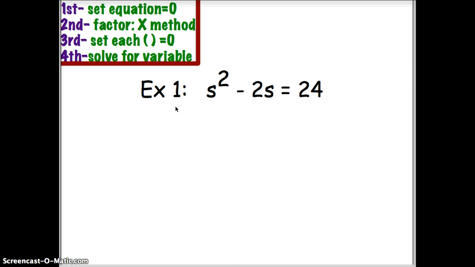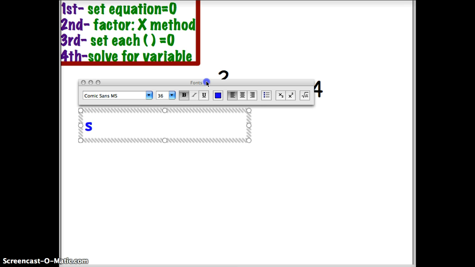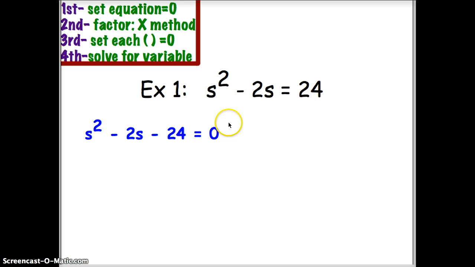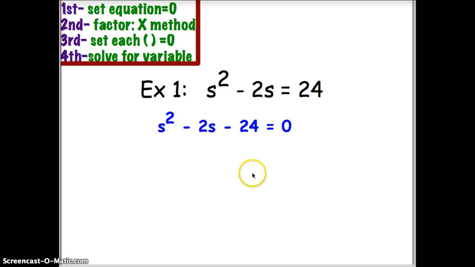Example 1, we've got s squared minus 2s equals 24. So the first thing I'm going to do is to set that equal to 0. So I've got s squared minus 2s minus 24 equals 0. I can do that because that 24 is on the right side, so subtract 24 from each side, I end up with this.